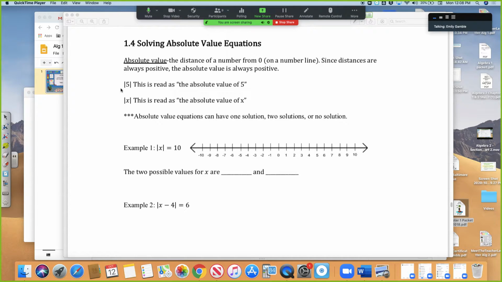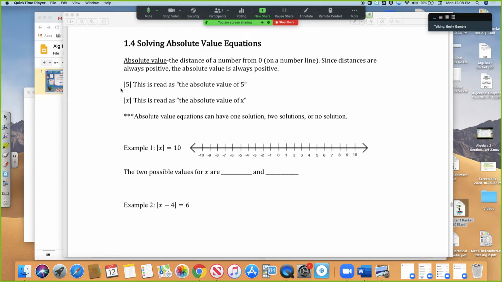So absolute value is the distance a number is from zero. If we look at a number line, absolute values say how far a number is from zero. So if we look at the number 4, 4 is 4 units away from zero. How many units away from zero is negative 6? 6, exactly. Absolute value determines a distance a number is from zero.